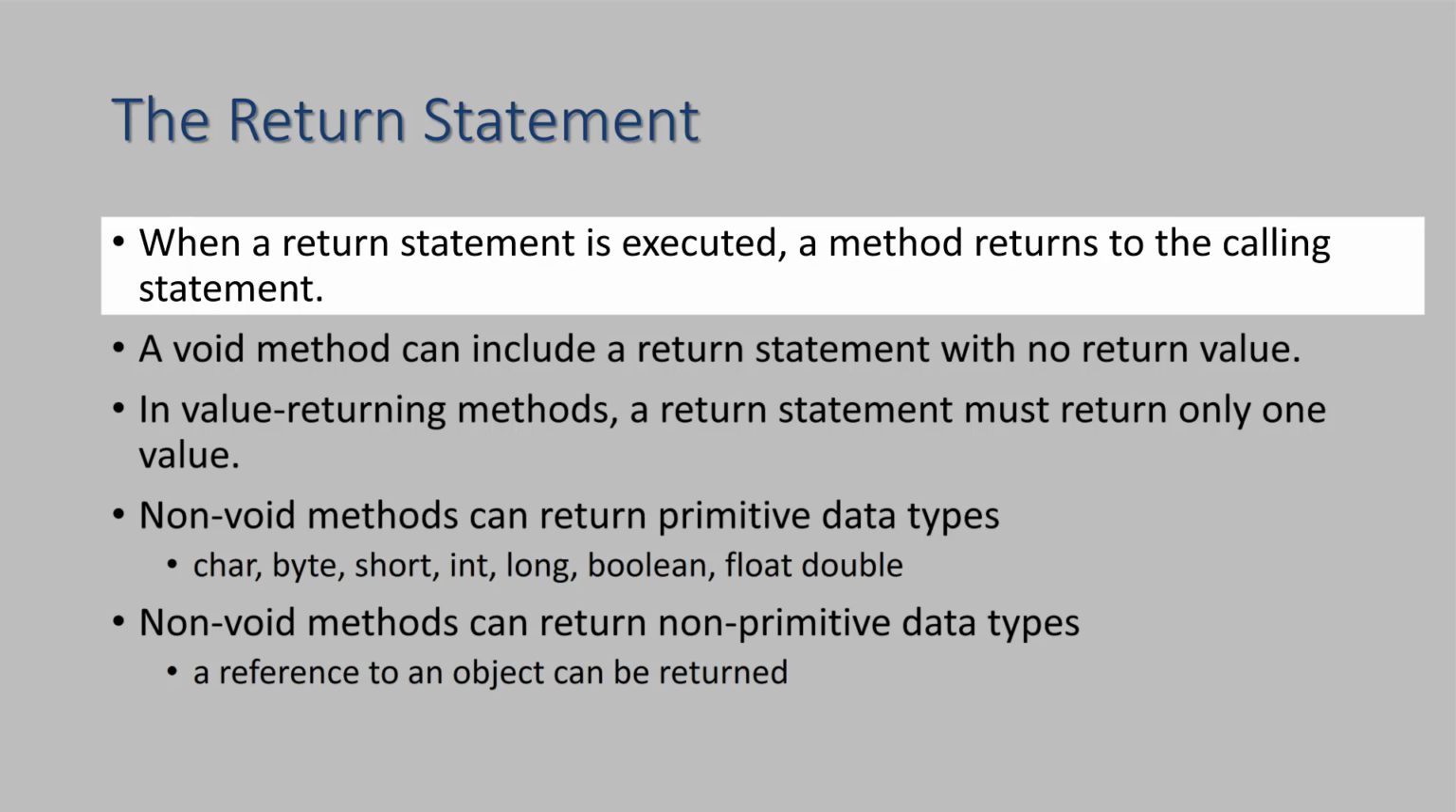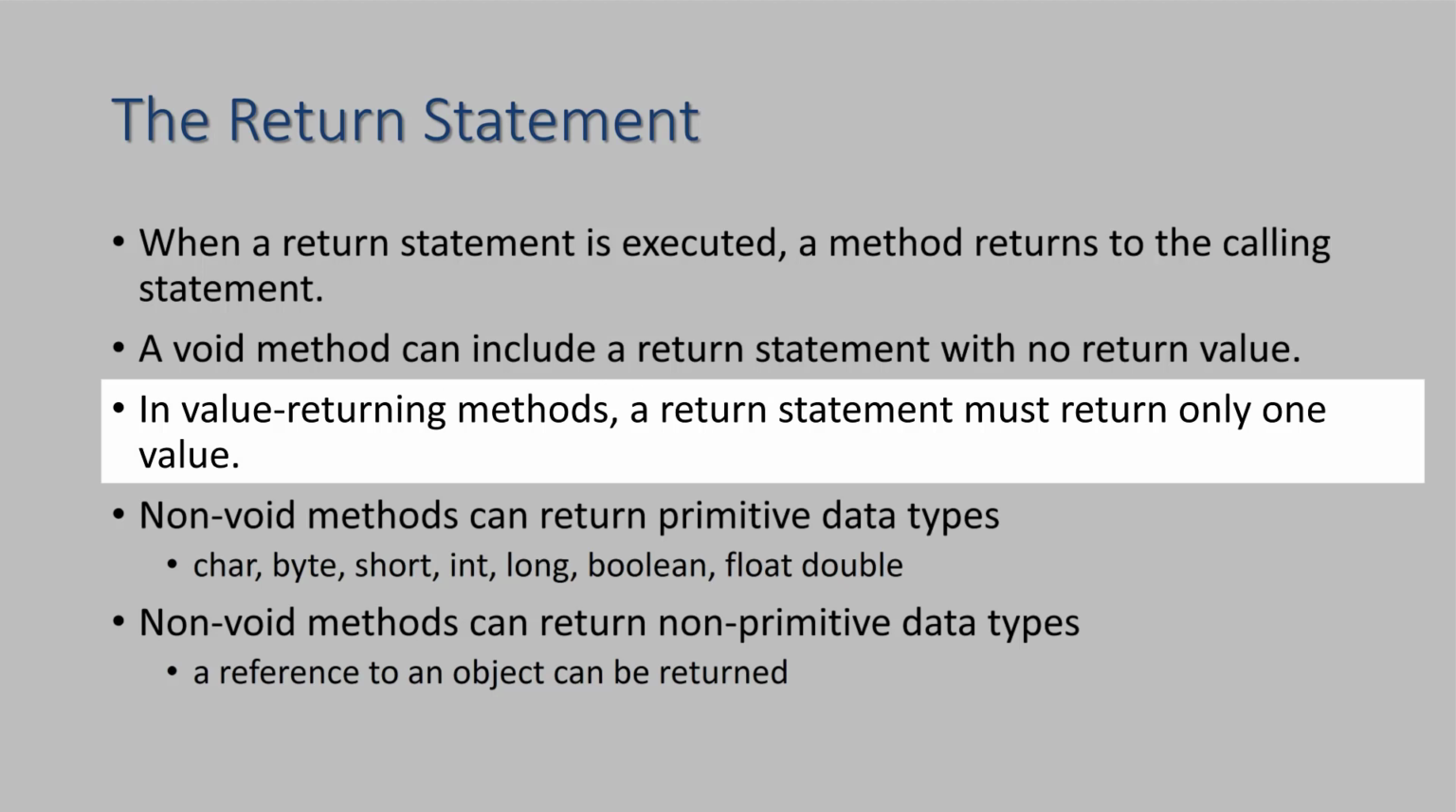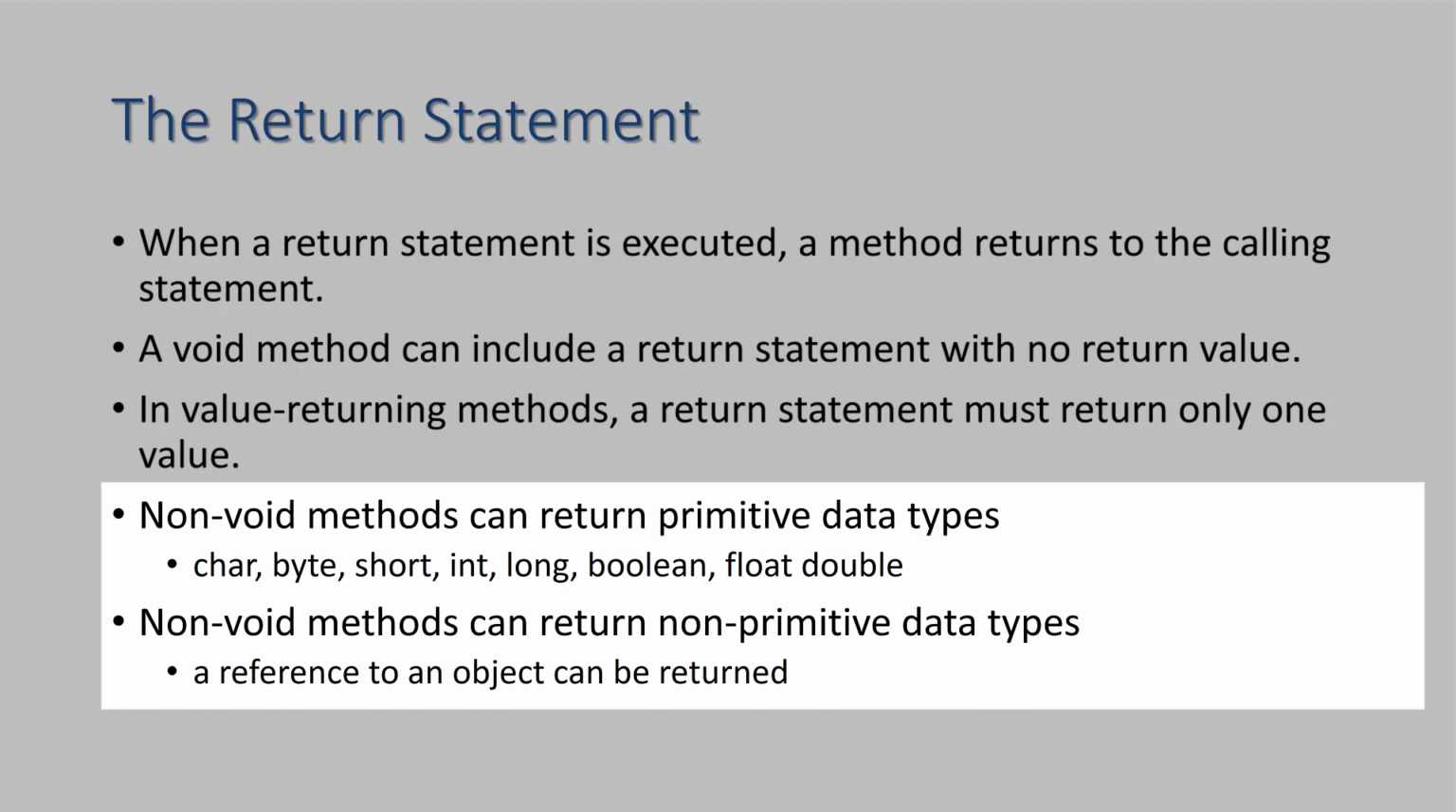When a return statement is executed, a method returns to the calling statement. A void method can include a return statement with no return value. Adding a return value causes a compiler error. A value returning method must return only one value. Non-void methods can return primitive data types or object references.